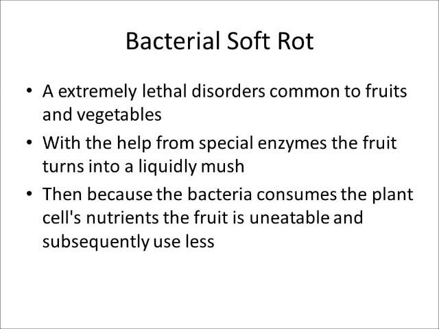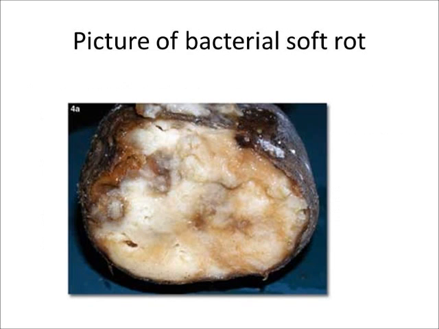Now I'm going to talk about bacterial soft rot. This is an extremely lethal disorder common to fruits and vegetables. With the help of special enzymes, the fruit turns into a liquidy mush. Because the bacteria consume the plant cell's nutrients, the fruit is uneatable and useless. Here is a picture of this disorder. As you can see, it is very deadly to the fruit or vegetable. This is how deadly bacteria can be, and you don't want to eat anything that has been infected by it. This is why the cell wall is so important, because it protects the cell from things like this.